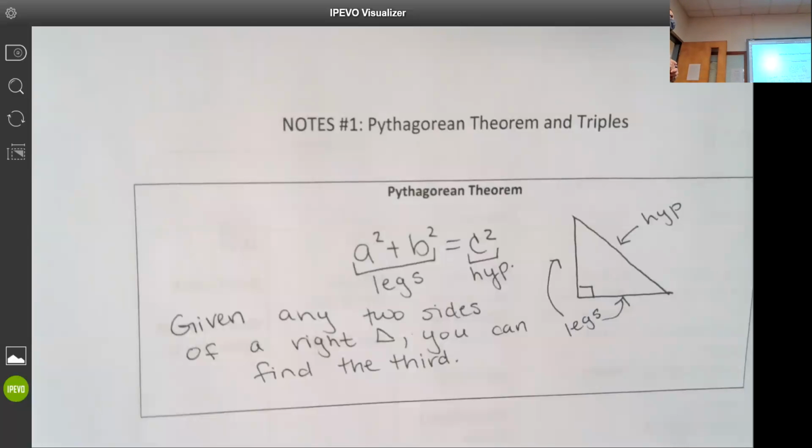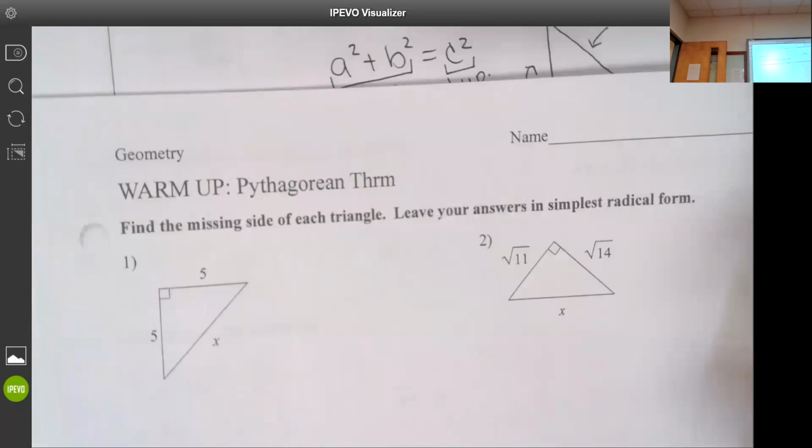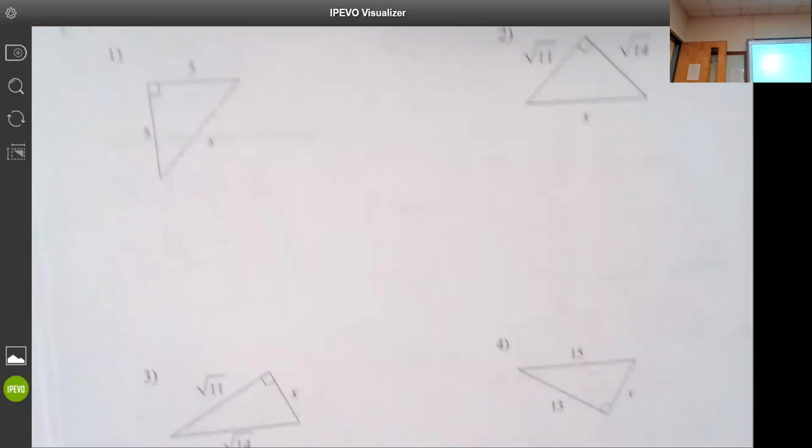So before we get into stuff beyond just the theorem and using the equation, let's do our warm-up. So for the warm-up, we're now going to use that a squared plus b squared equals c squared. We've done it before, and we'll look at a few examples.